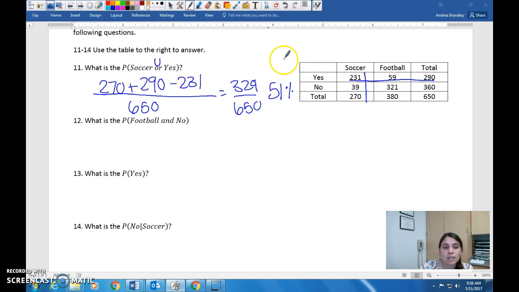The second question is the probability of football and no. So we're only going to look at people who are in the football column and in the no column, which is just these people. So football and no is 321 out of 650, which if I do that dividing, I come out with about 49%.